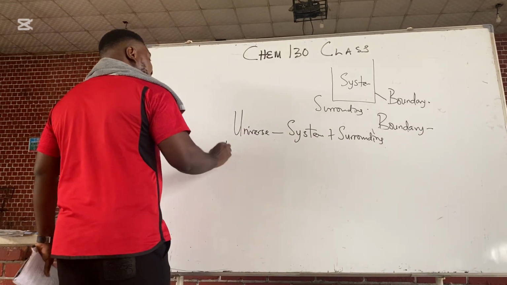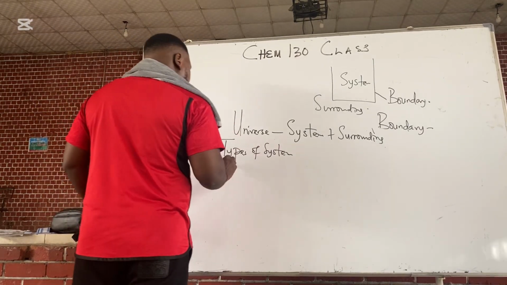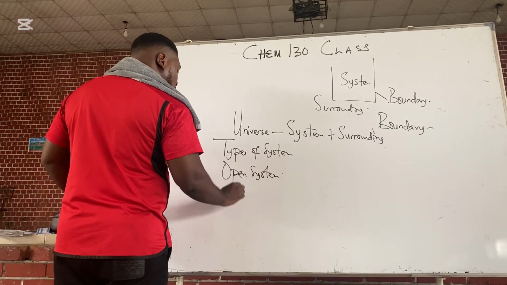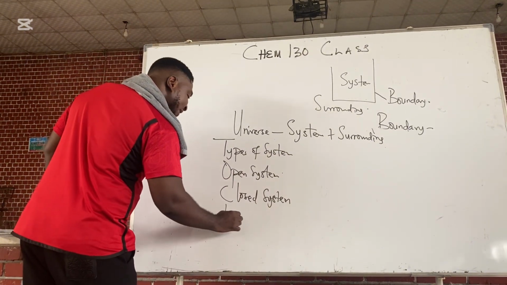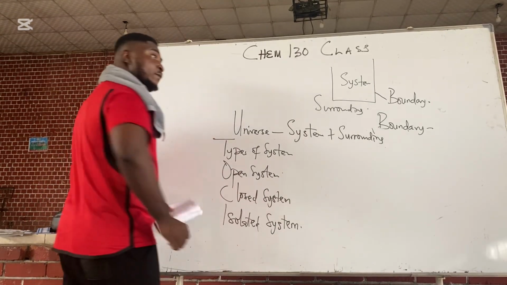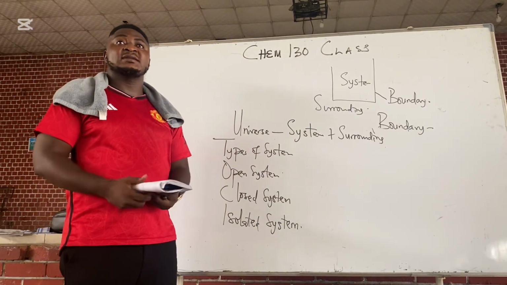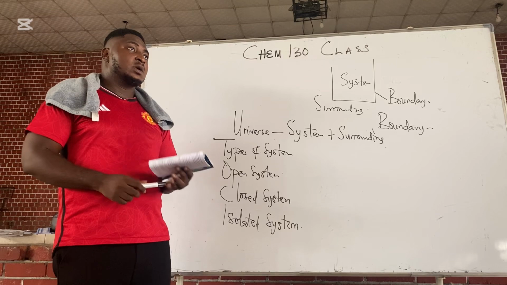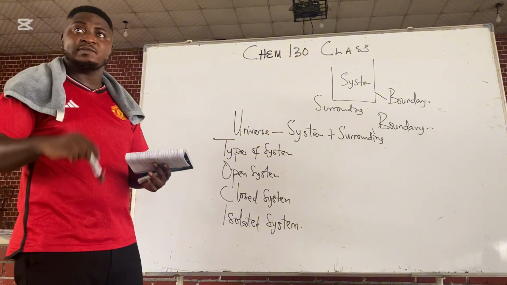Write down types of system. We have open system, closed system, and isolated system. Open system, closed system, isolated system.